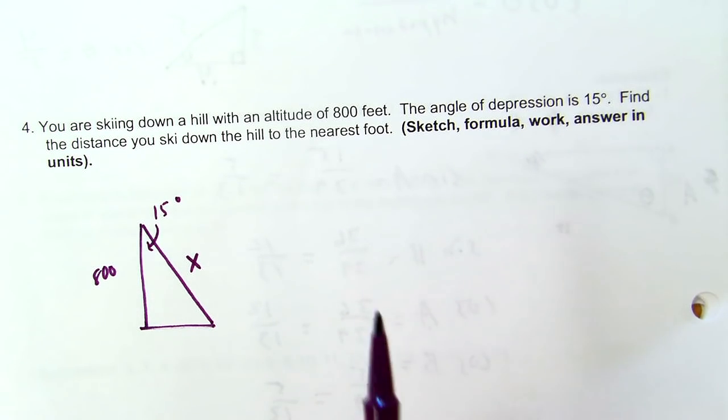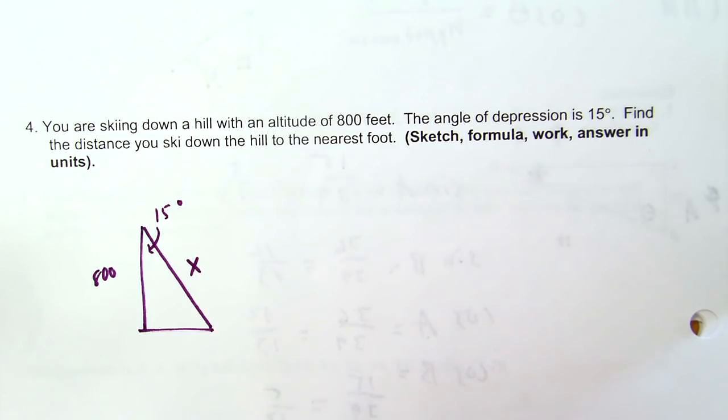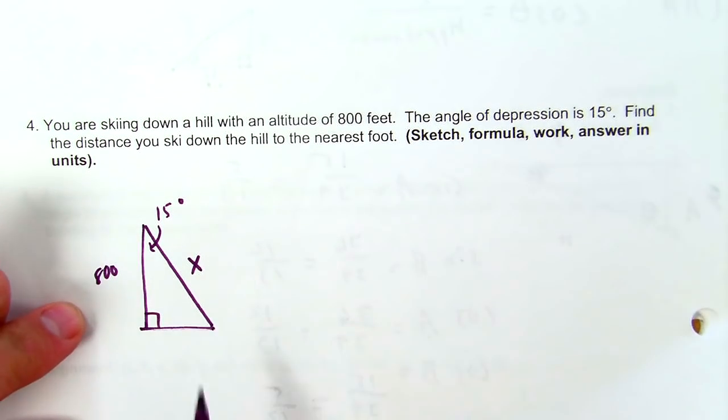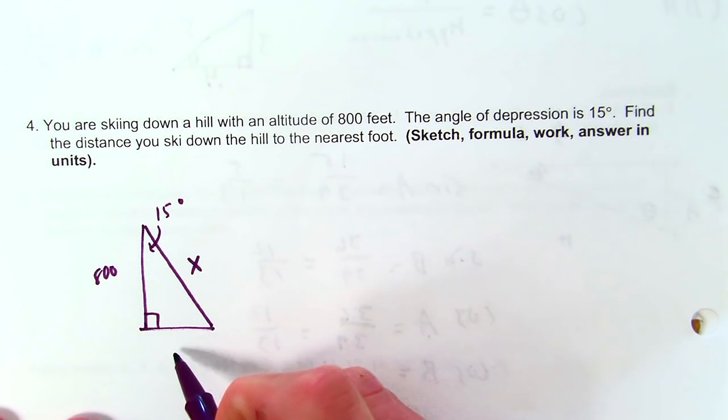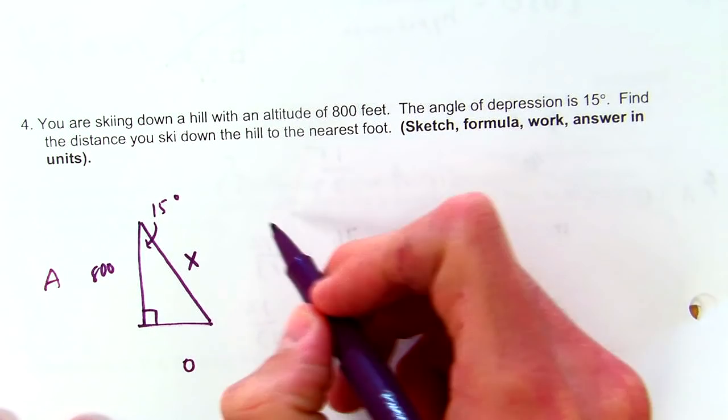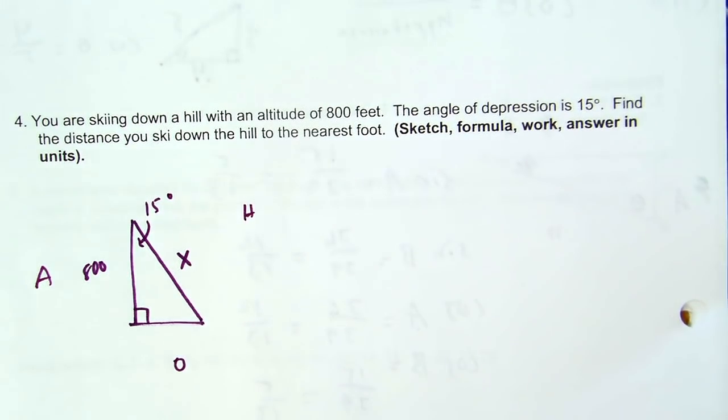So the tricky part about this is you have to figure out which trig function you're going to use. If you're going to use sine, cosine, or tangent. Now to answer that question, since this is the reference angle right here, I would label from here, this is the opposite side, this is the adjacent side, and this is the hypotenuse.